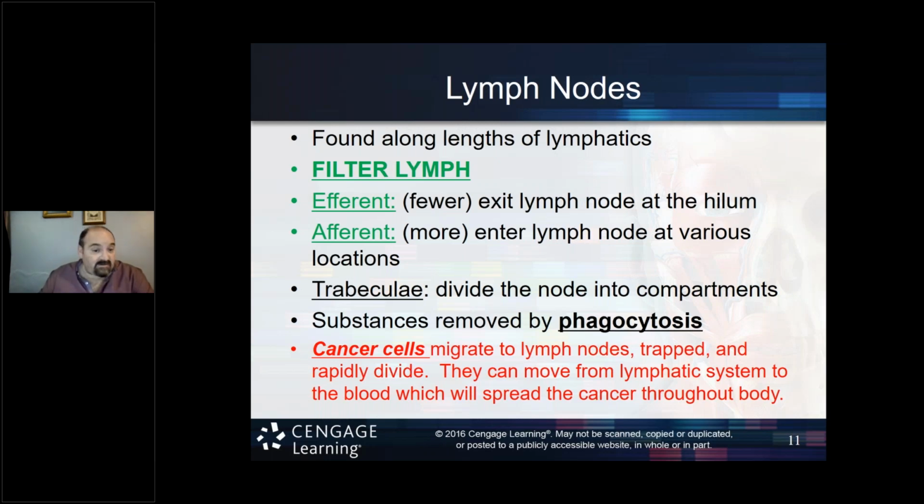You'll see here also cancer cells migrate to the lymph nodes, become trapped, and rapidly divide. They can move from the lymphatic system to the blood, which will spread the cancer throughout the body, and this is not a good thing, right? And so this is how we end up having metastasis of cancer cells from one area of the body to another.